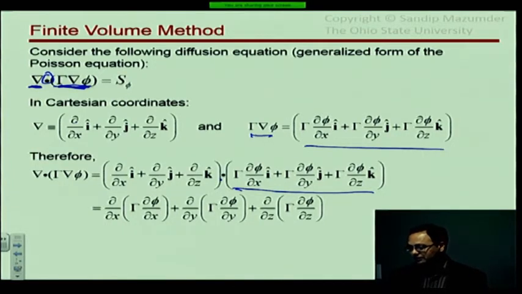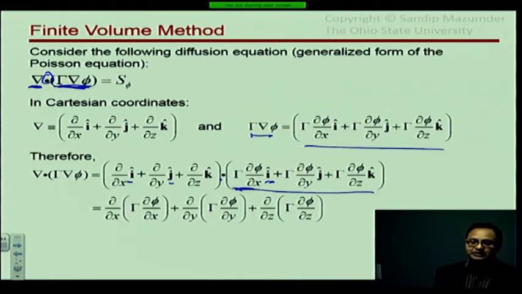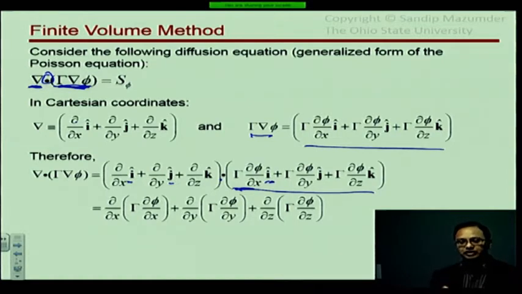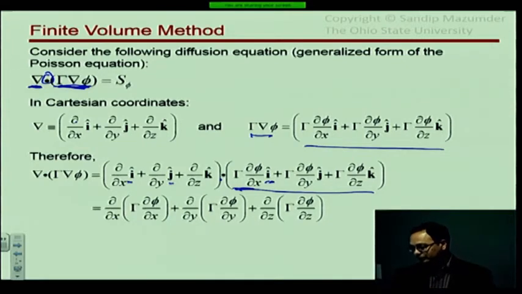So you can see I'm going to have i dot i, which is going to give me a 1, and that's why I get d/dx of this first quantity. Then I'm going to get j dot i, which is going to give me d/dy of gamma d phi dx, and that term is absent there because j dot i is 0. And so on. So all the terms cancel out except the i dot i, j dot j, and k dot k, which each give us a 1. And we are left with these three terms.